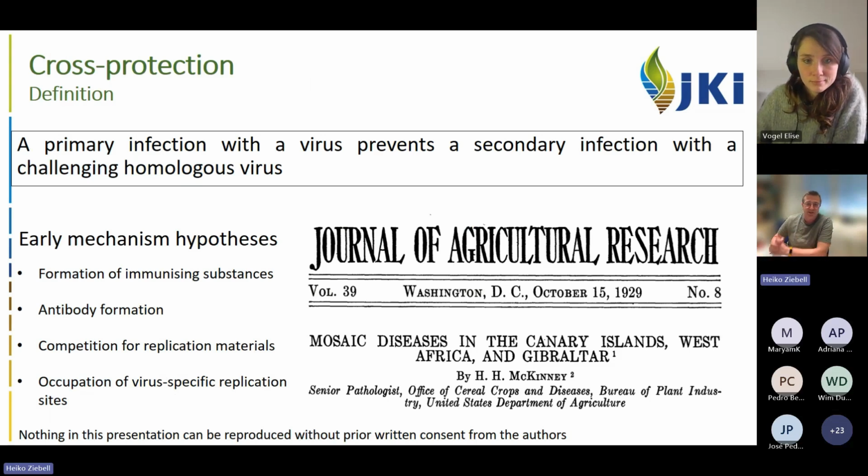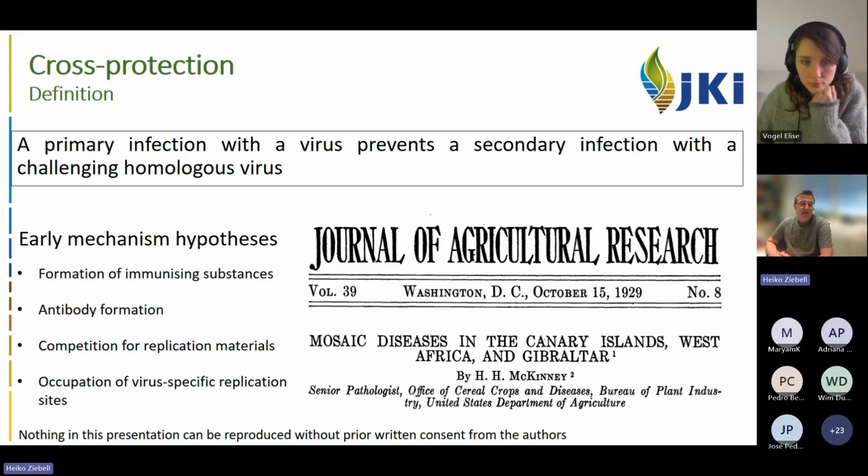So, cross protection, let's dig in. What is cross protection? Simply said, it's a primary infection with a virus that prevents a secondary infection with a challenging homologous virus. This has already been described almost 100 years ago, in 1929, when McKinney observed that there are different mosaic diseases and they are restricting each other's.